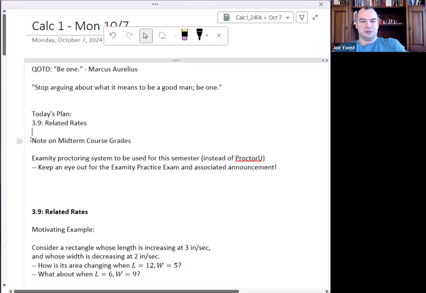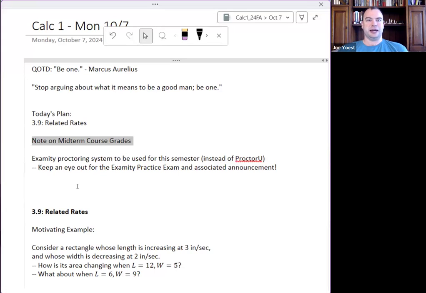A couple other administrative notes. We've got a couple administrative things to handle today. The first is that midterm course grades will be posted this week. Unfortunately, midterm course grades for the classes where I have one midterm exam and one final exam will always come before the midterm exam is taken. So students often are confused. They're like, wait, how did I get a midterm course grade? We didn't take the midterm exam yet. Did I miss the midterm exam? No, they're two separate things.